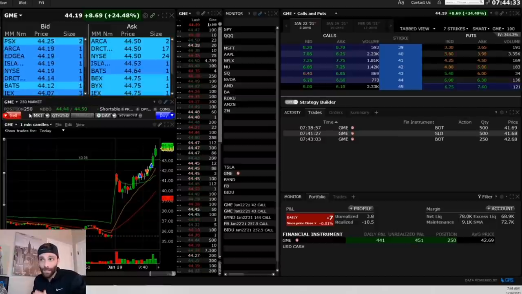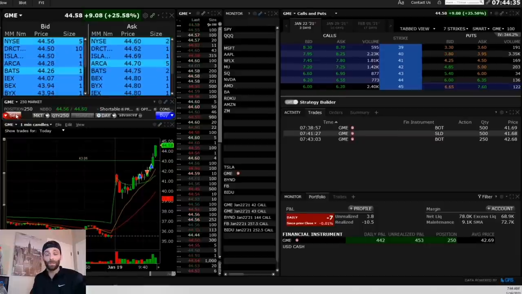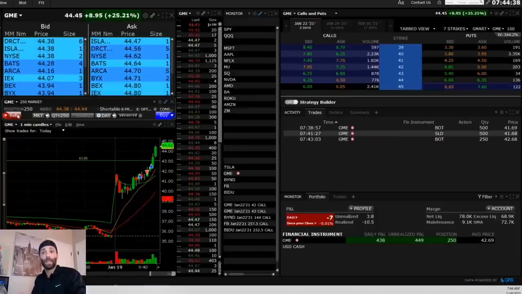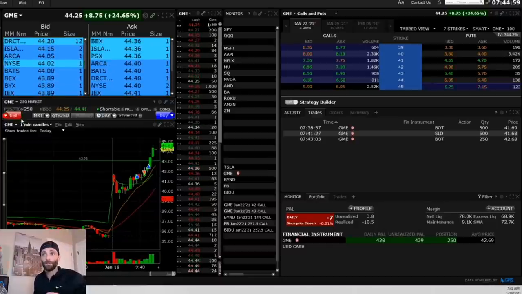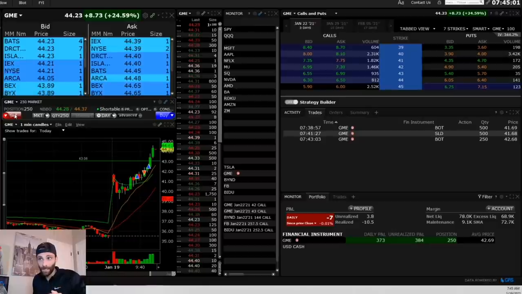But those are still nice green candles. So it makes me feel good about holding this a little longer than I normally do. And also the position size makes me feel comfortable too. Still holding above 44. High of the day is 44.61. I just want to see if this can break that high.